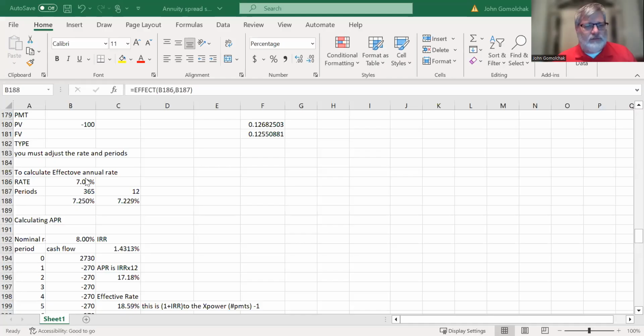And I actually did this here on my little spreadsheet thingy. If you have a 7% rate right here, and you have a period, say if this is daily compounding and this is monthly compounding, daily compounding will get you 7.25. Monthly will get you 7.229 or 7.23. So there is a difference, okay?